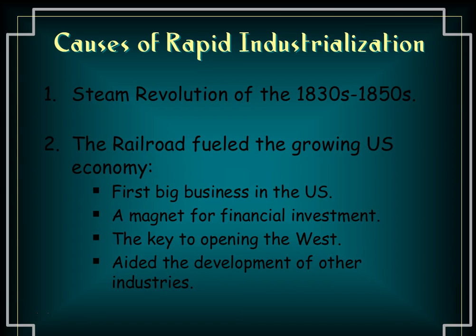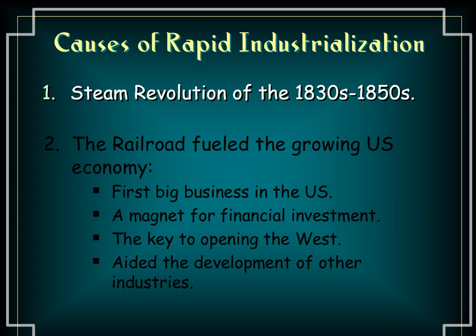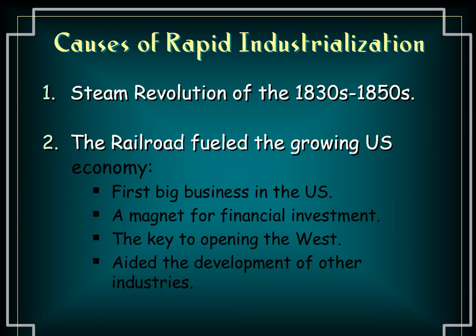These are your causes of rapid industrialization, and this is a time period where this was also going on in other parts of the world, particularly in Western Europe, in the United Kingdom, but it's where it really took off was in America. So our first two here that we'll look at is the steam revolution of the 1830s and 1850s, and then, of course, the railroad.